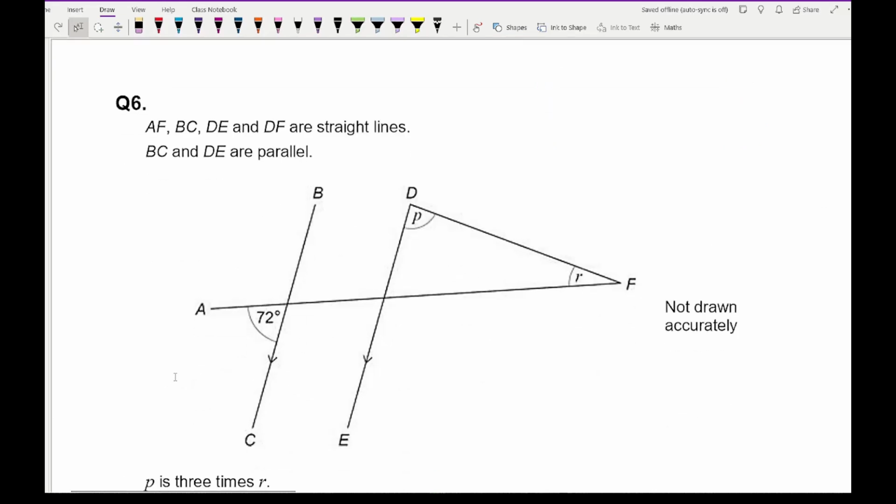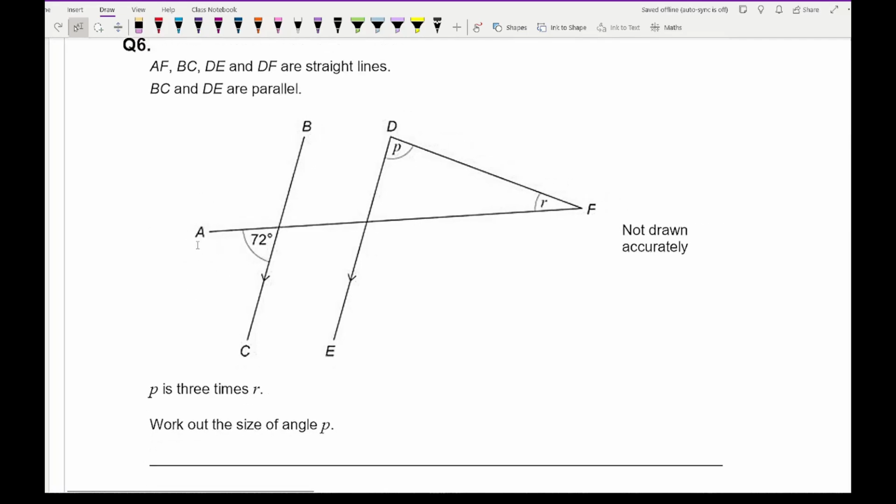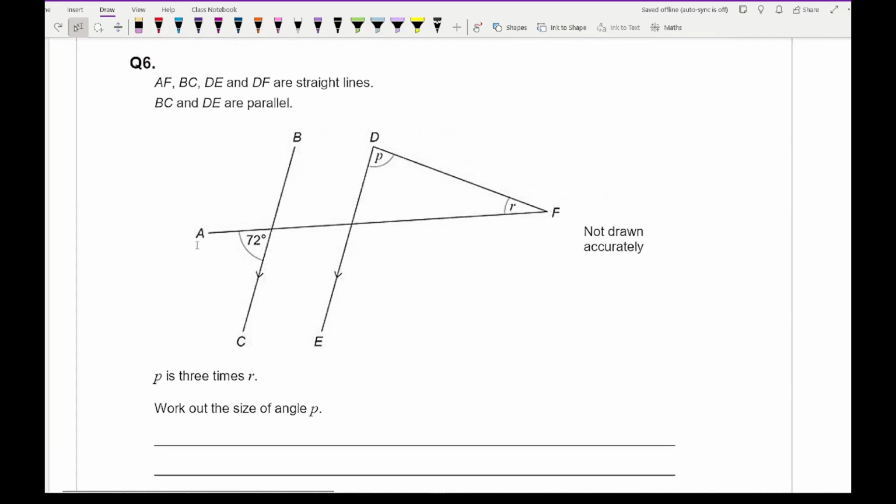Moving on to our next question, it says A, F, B, C, D, E and D, F are straight lines. B, C and D, F are parallel. P is 3 times R. Work out the size of angle P. So if I just zoom out so we can see all of it on the screen. Looking at this, we know that this angle here is going to be 72 because they are corresponding. They've got an F angle there. And I also therefore know that this angle here is also going to be 72 because they are opposite.